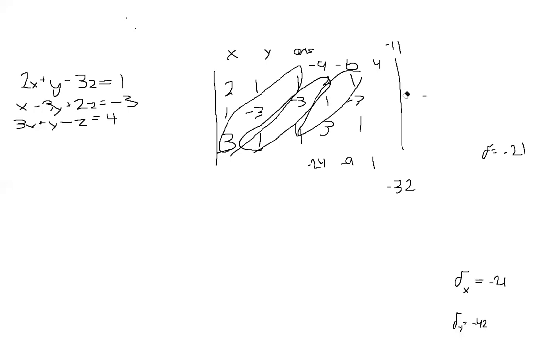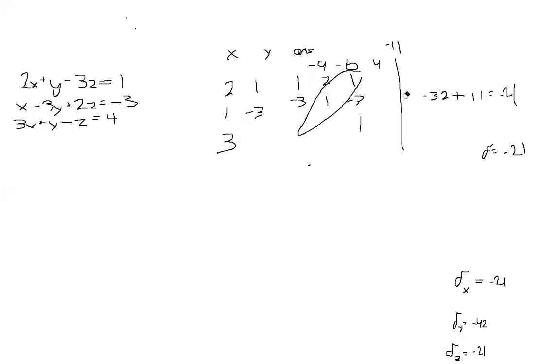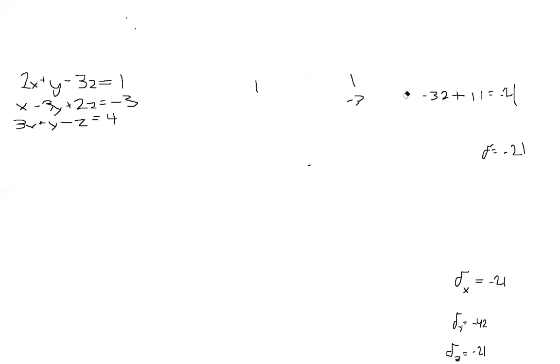So negative 32 minus negative 11. So we have two negatives, so we make that a positive. And then negative 32 plus 11 is negative 21. So then we have the determinant of z is negative 21. So now we're done with the matrices part. And we're just simply solving for the three variables now. So to get x, you take the determinant of x divided by the determinant. So in this case, negative 21 over negative 21, x equals 1.